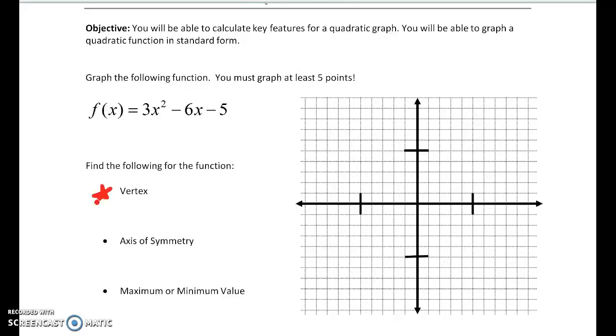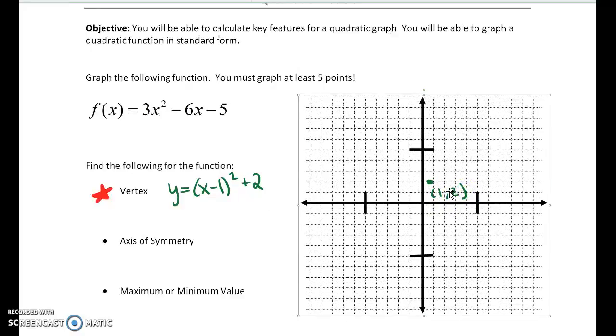So remember, the vertex is found by transforming the parent function y equals x squared. So don't write this down. But if I had y equals (x minus 1) squared plus 2, the parabola would have been shifted right 1, up 2. So to start at (0, 0), gone right 1, up 2. So then the vertex would be (1, 2). Okay, so to find the vertex, we want the function to look like this. We want it to be in vertex form.